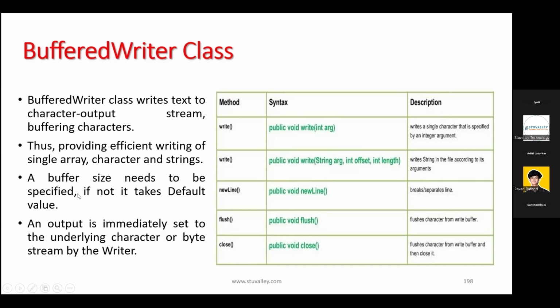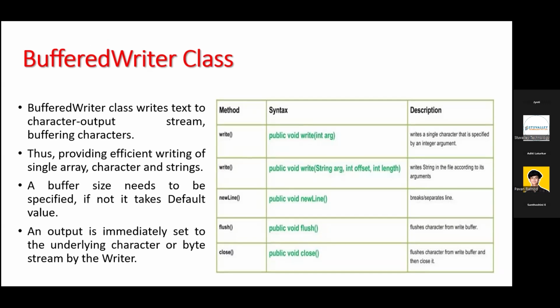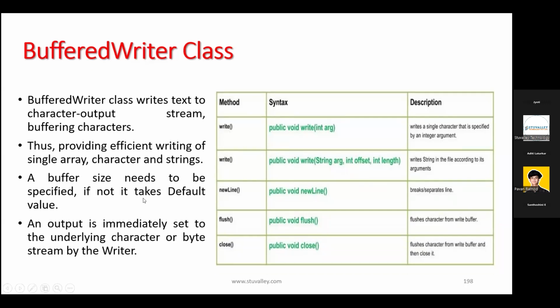A buffer size needs to be specified. If we are not specifying it, it will take the default size. The default buffer size is 8192 characters. So if you are not specifying any buffer size, it will take that automatically. That is the default value, and we always use the default value itself. We never set the value for the buffer. And output is immediately sent to the underlying character or byte stream by the writer.